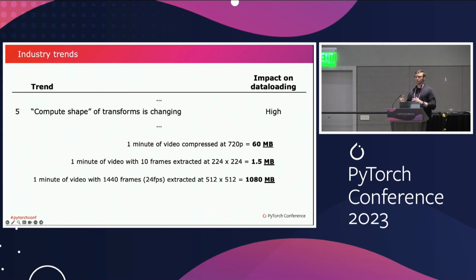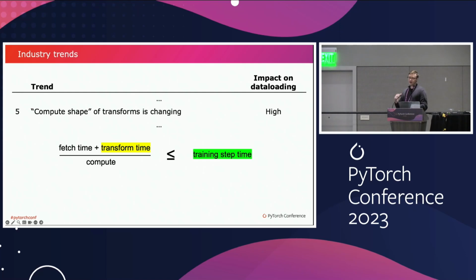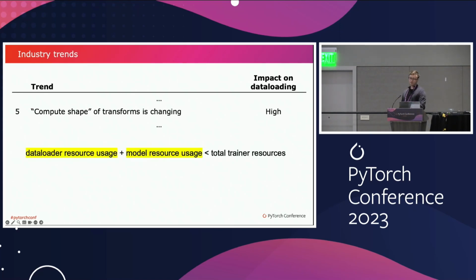With generative AI, though, it's important to be able to train models on higher resolution inputs and at higher frame rates that match the output to generate. The difference between sampling 10 frames at 224 pixels for a minute video versus training on 512 pixel width frames at 24 frames per second is close to 1,000 times increase in terms of memory bandwidth, storage, and compute. At the same time, we have this continued tension where our transform time is increasing, but our training step time is probably also increasing as well. So the impact is, it depends.